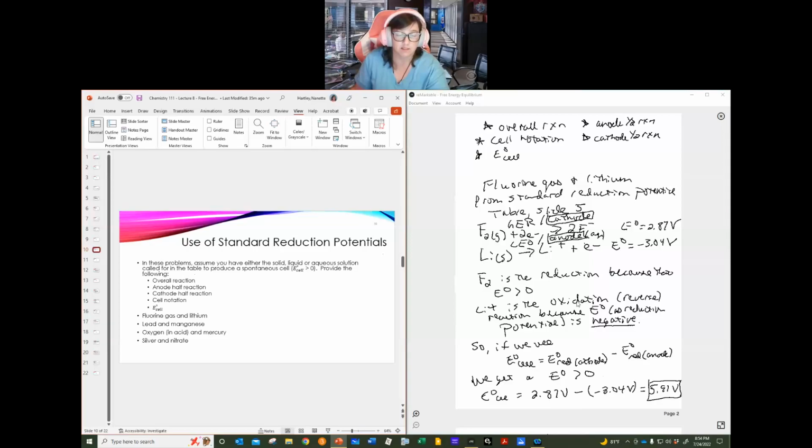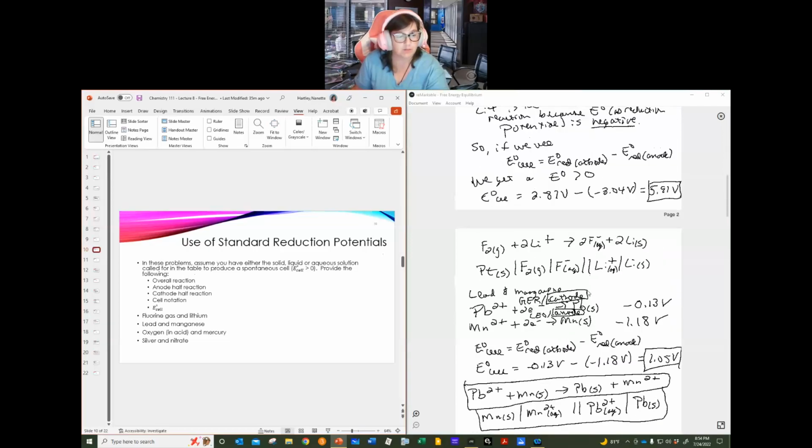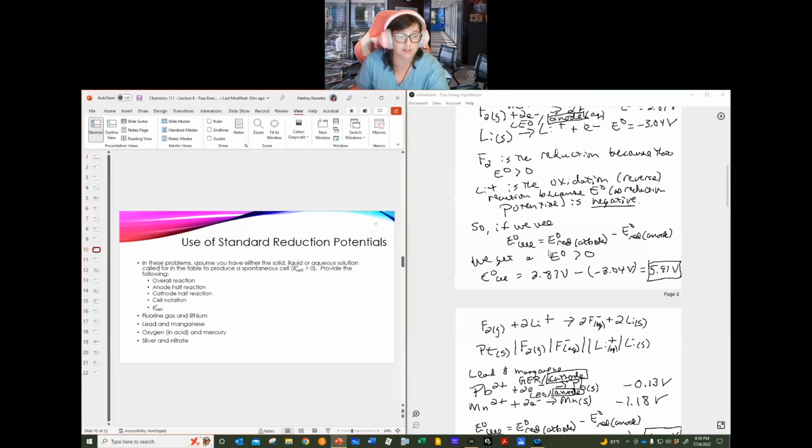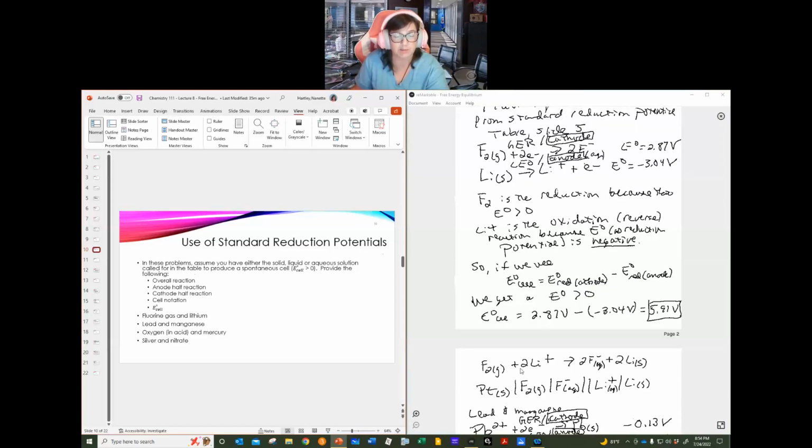Okay. Let's talk about the next one. So the next one I asked you about, it says lead and manganese. Oh, and my overall reaction, because I did ask you for that, is F2 plus 2 Li goes to 2F minus plus 2 Li plus. And I wanted the cell notation for that.